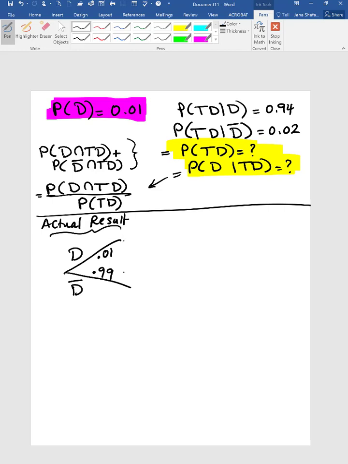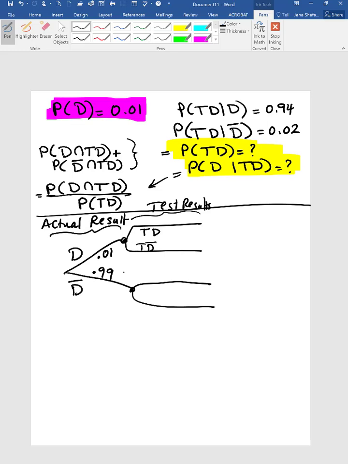Now I will branch it off and record here the test results on the second set of branches. And that is, the test result could be either the test says defective or the test says not defective. But these would be conditional probabilities. The condition being met is that the item was in fact defective, right?